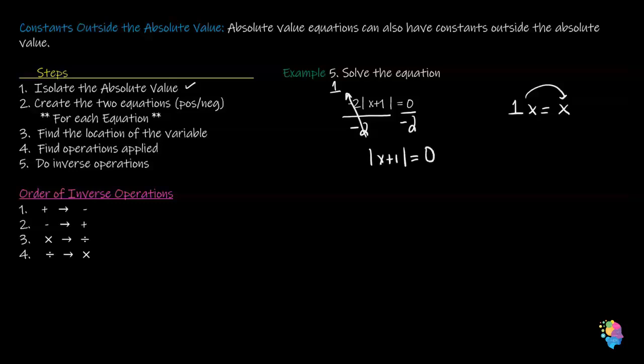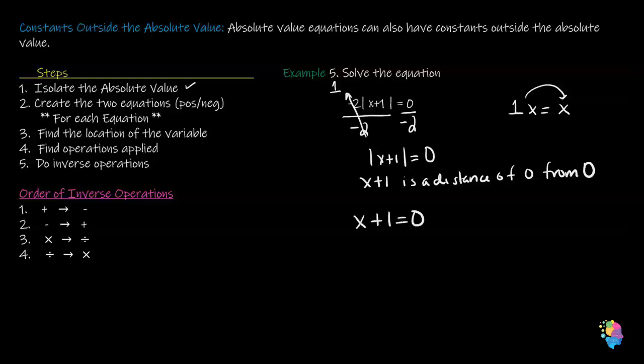So what exactly does this say? This is the absolute value of x plus 1 is equal to 0. That says that x plus 1 is a distance, let me write it down, a distance of 0 from 0. So what is the only number that is 0 units away from 0? Well, that's 0 itself. There's no other number that is 0 units away from 0. Then the only equation that this creates is x plus 1 is equal to 0.